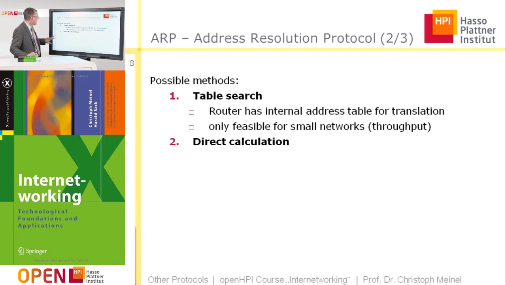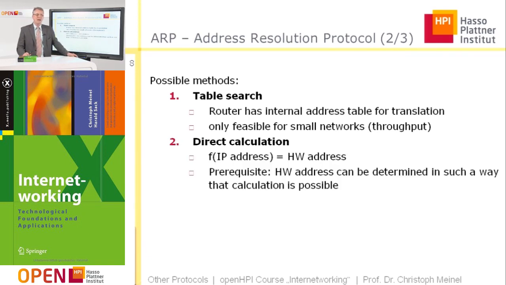So there are other methods used by the ARP resolution protocol to transform an IP address into a network address. Another method, besides table search, is direct calculation. Here the administrator of a network tries to do the following. He tries to define a function which assigns an IP address the correct hardware address.